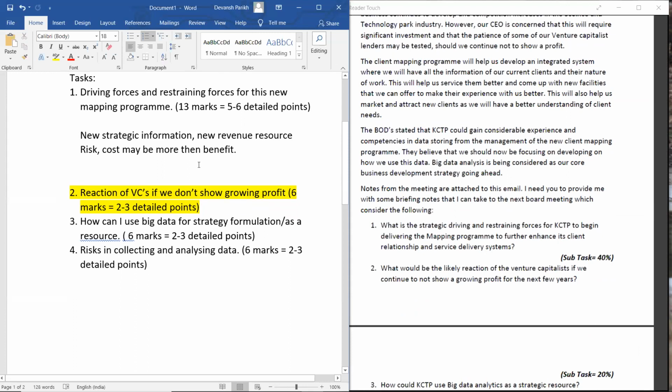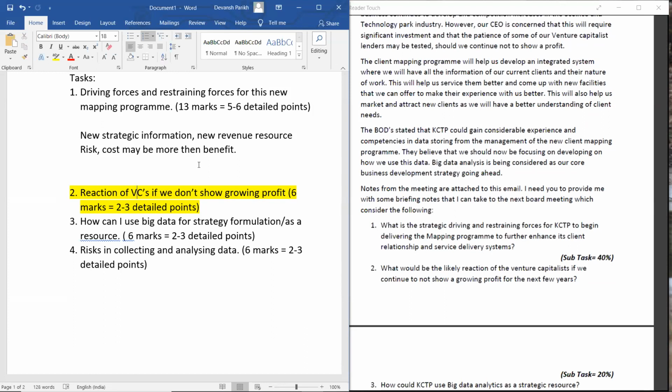We never ever leave anything, even if you don't know it. Put down the heading, and over here they've asked you 2 to 3 points. I am sure with your business skill, with any experience, any ability that you have, you will be able to come up with 2 relevant points. So we don't leave it. Put the heading as reaction of VCs if we don't continue to show a profit, and put your head down and make sure you write those 2 points. Nothing can be left. Dig deep, think of all the experiences that you've had, and come up with the most relevant answer and finish those 2 points.